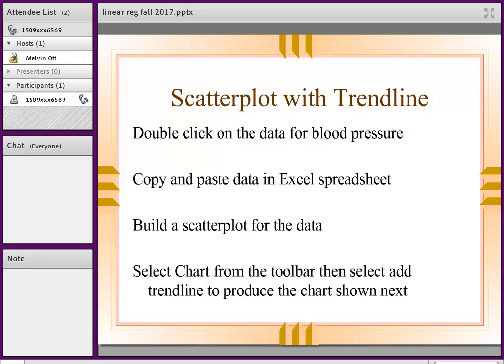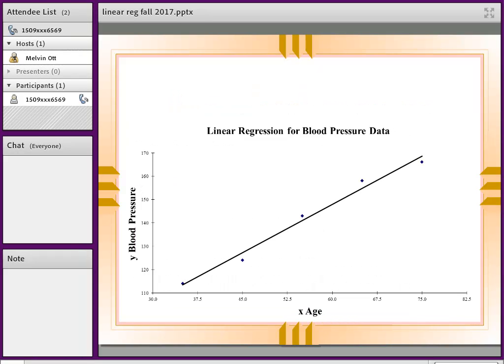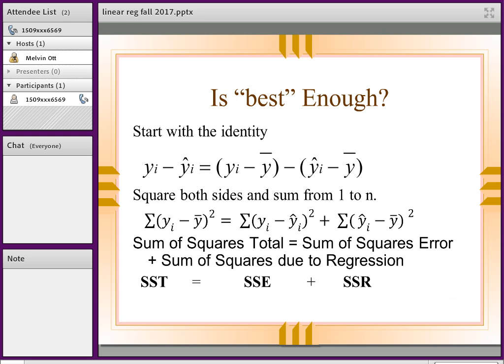If you want to play around with this in Excel, you can double click on the data for blood pressure, copy paste it into Excel, make your own scatter plot. You can select chart from the toolbar, select add trend line, and you'll be able to produce that chart that's shown next. So you can get your values for age, blood pressure. There's your line of best fit through there. Each of the data points is replicated so you can see the picture there.